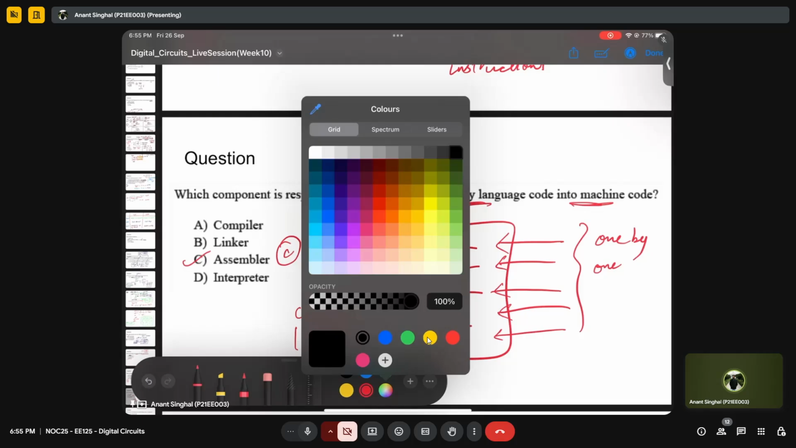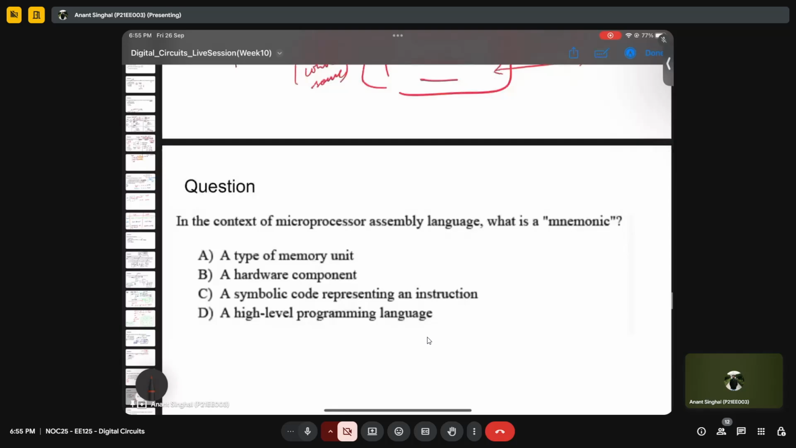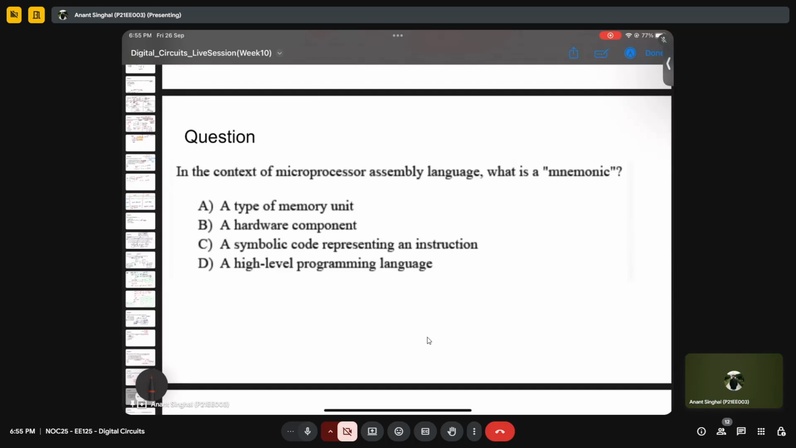Okay, let's move ahead. In the context of a microprocessor, what is a mnemonic? Again, maybe I'll give you 2 minutes. Type your answers in the chat box.